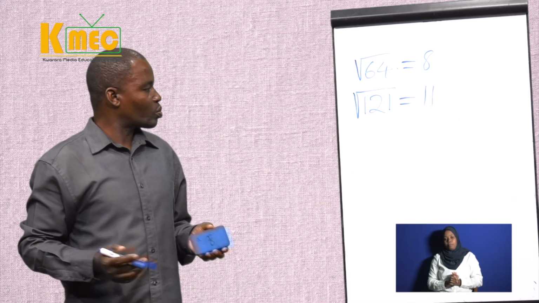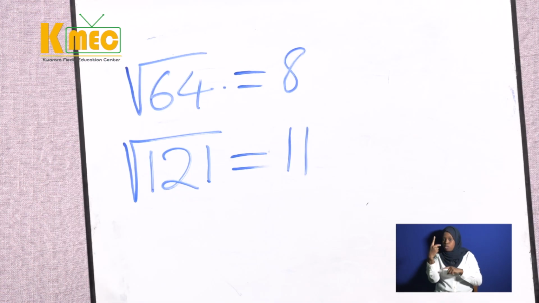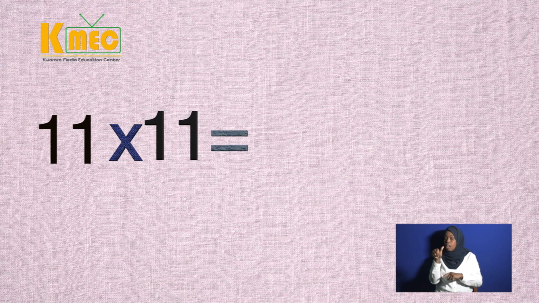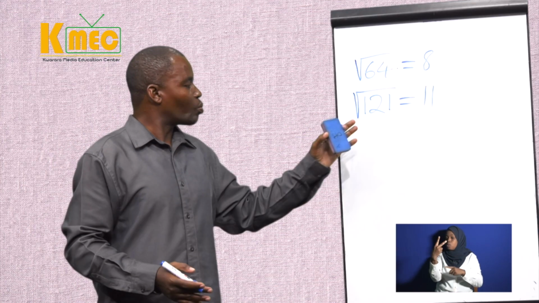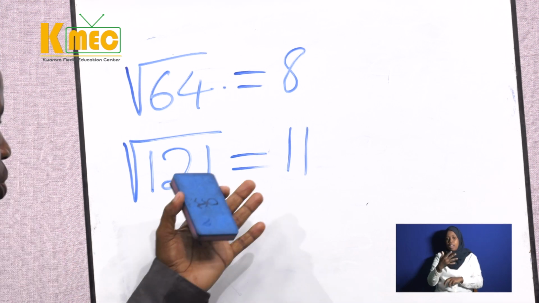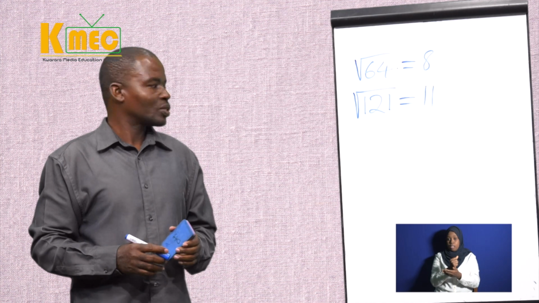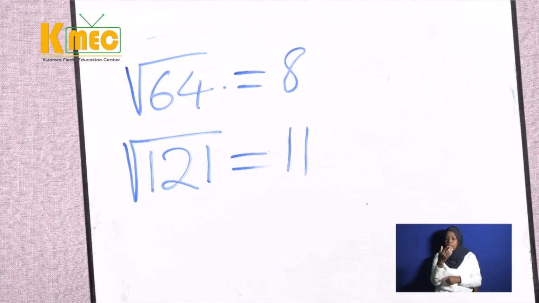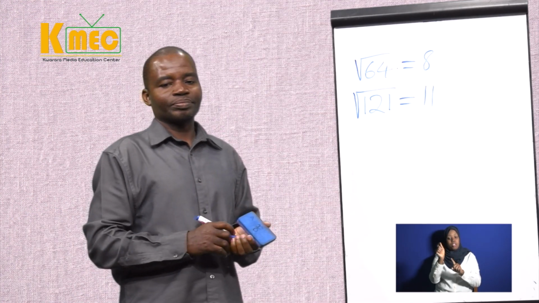To find the square root of 121, we find the number which can be multiplied by itself 2 times to get 121. So this number is what? It is 11. Therefore, the square root of 121 is equal to 11.